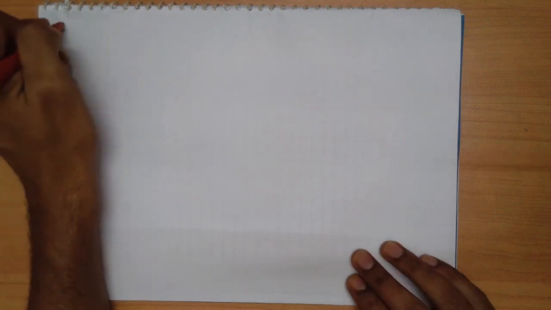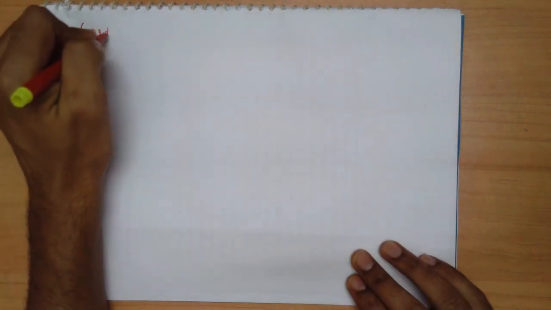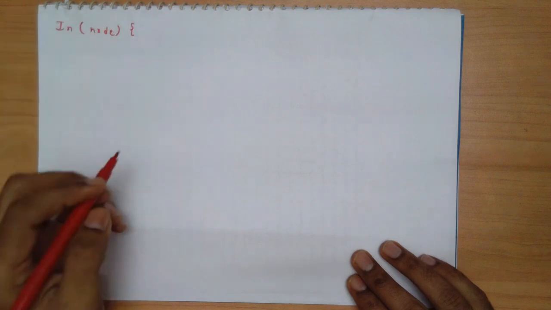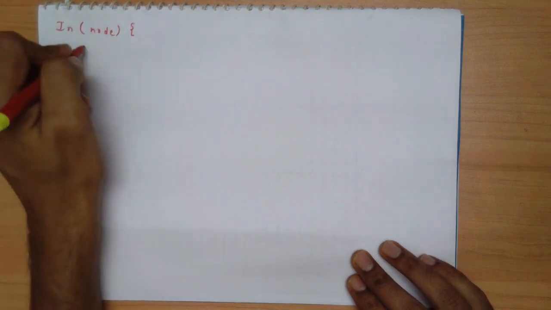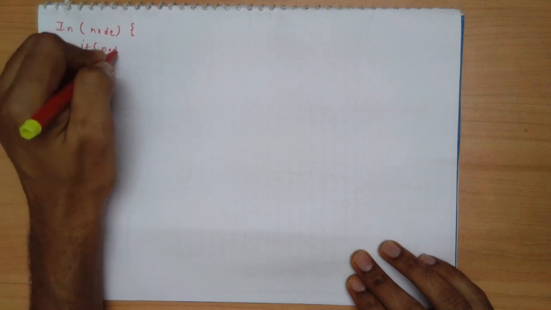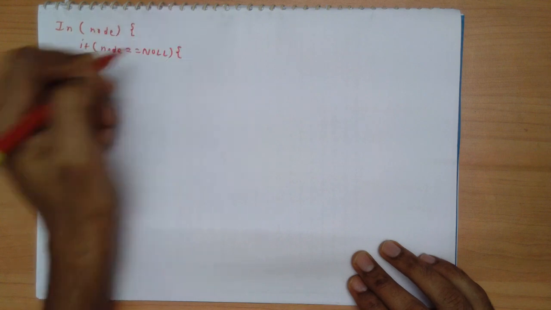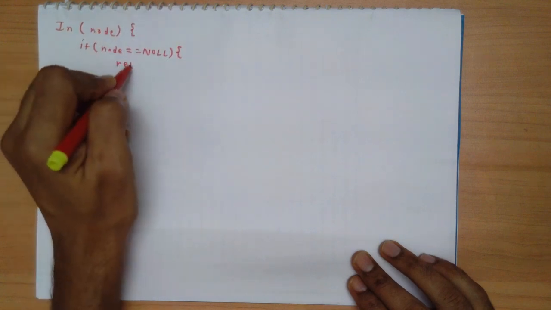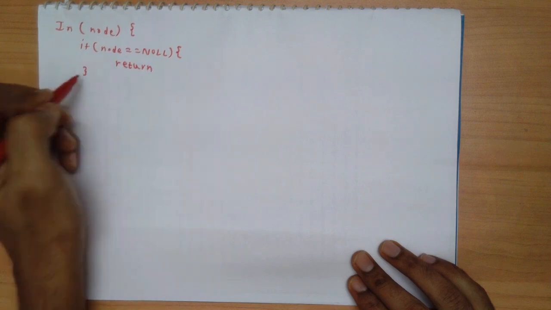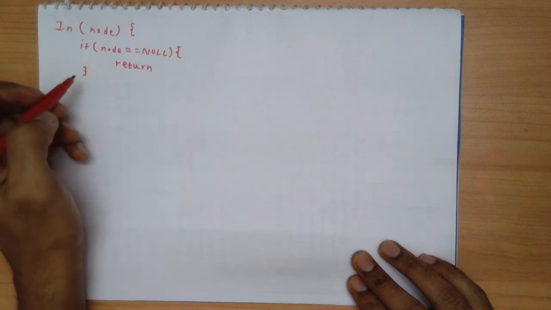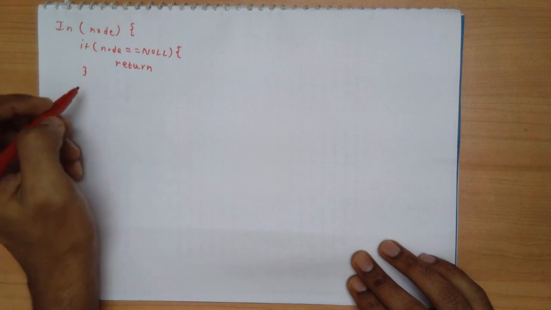In this video, we'll talk about how to perform in-order traversal in an iterative manner. If you remember when we did in-order traversal over a binary tree in a recursive manner, our logic was to check if our node is null. If it was, then we just returned. Otherwise, we performed the in-order traversal of the left subtree.